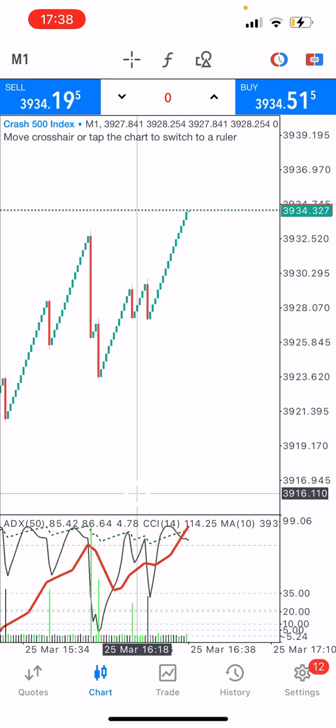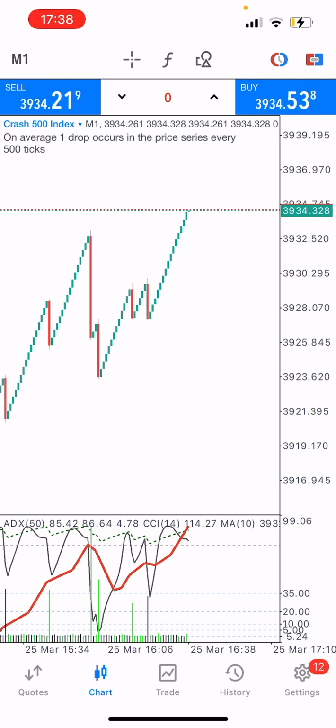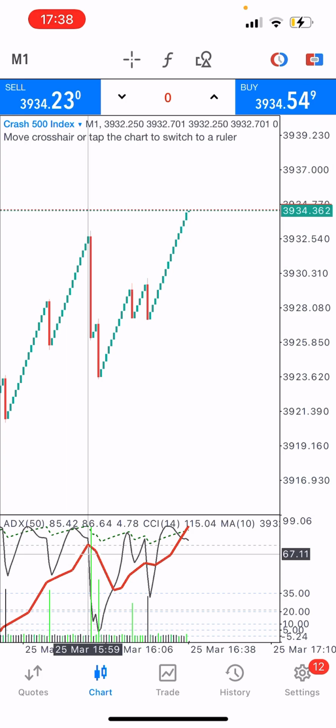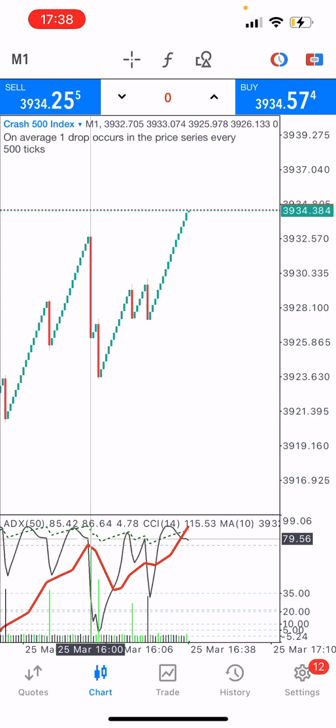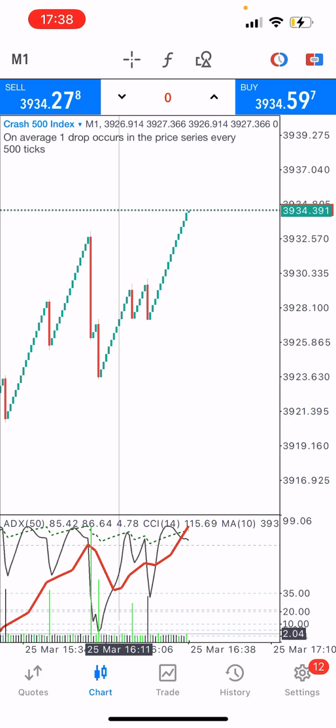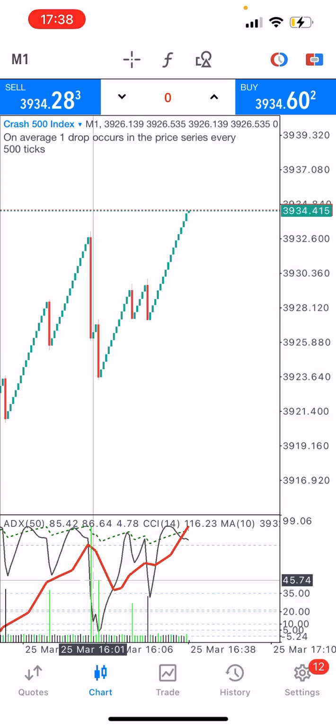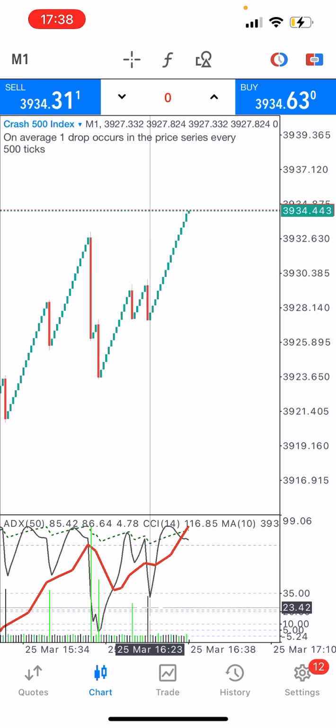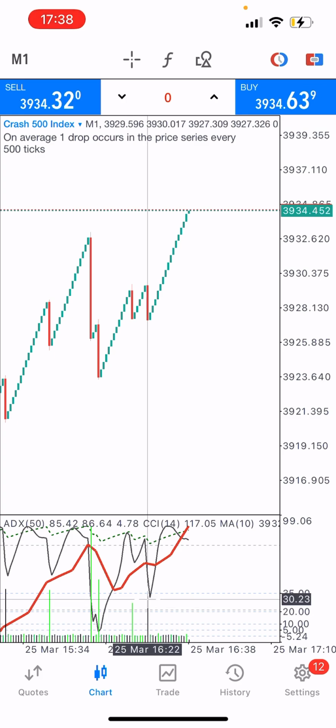But let me first explain. For Crash 1000 index, you want to see this red moving average cross above this overbought level. I usually wait for it to get to 80, then it spikes. If it gives you a green bar, please close your profit. But if it gives you a black bar, it indicates that it's going to spike again. But for this one, it didn't spike.